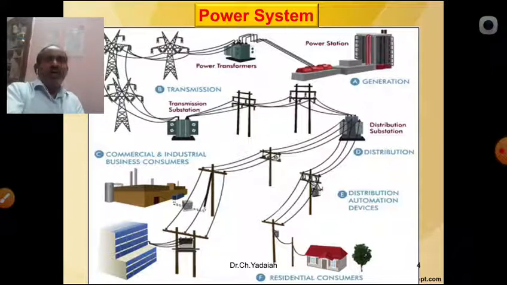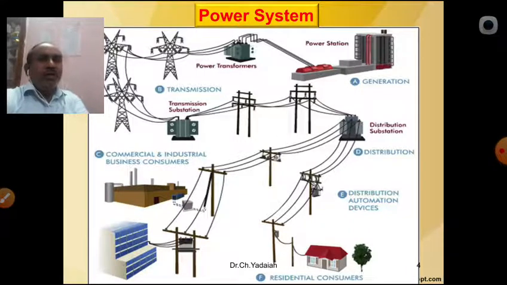So how is this power system classified? The power system is classified based on different factors, mainly primary transmission, secondary transmission, next the primary distribution and secondary distribution. Let us see one by one.